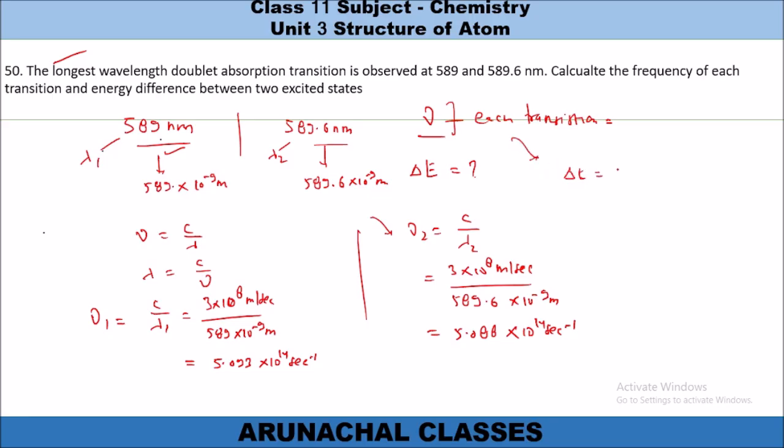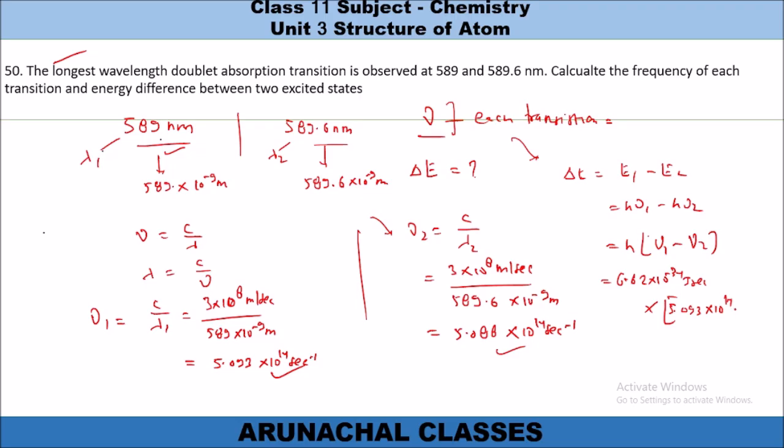Delta E will be equal to E1 minus E2. So it will be hν1 minus hν2. So h common, ν1 minus ν2. So h is 6.62 into 10 power minus 34 joule second multiplied with ν1 minus ν2. So here it is ν1 and this one is ν2. So it is 5.093 multiplied with 10 power 14 minus 5.088 multiplied with 10 power 14. When we solve this one, we will get the value as 3.31 multiplied with 10 power minus 22 joule. So this is how we will solve this question number 50.